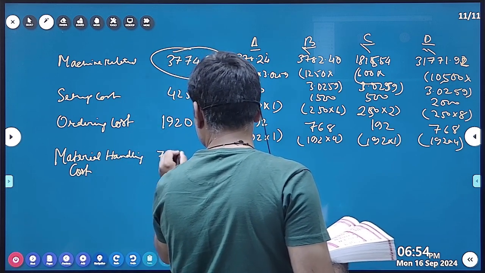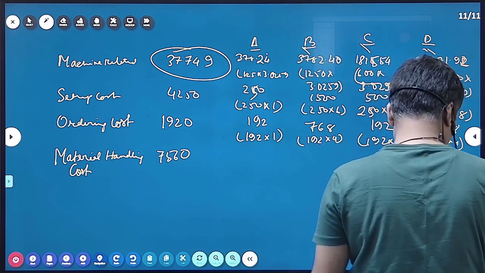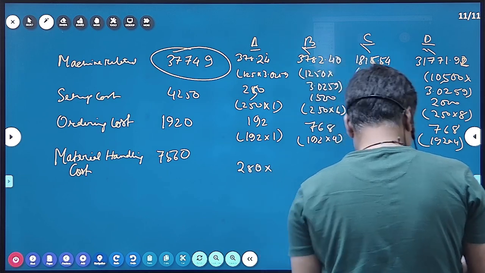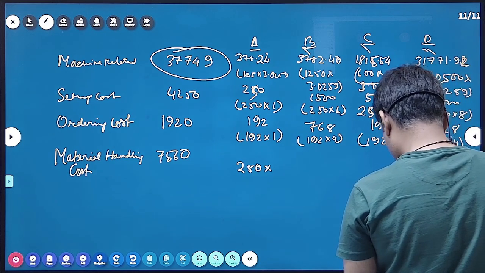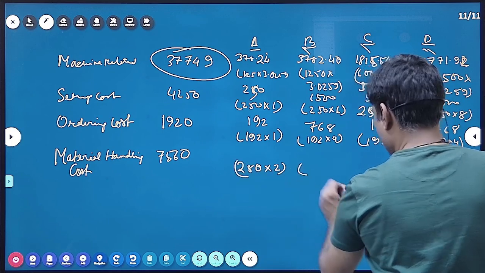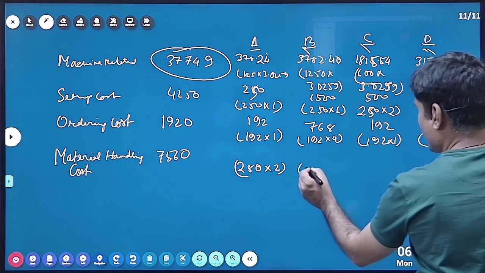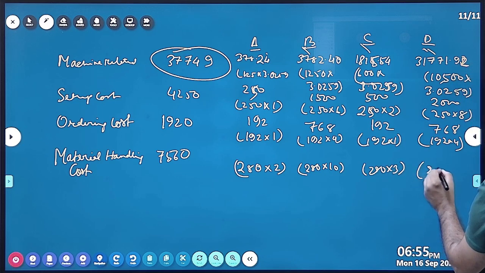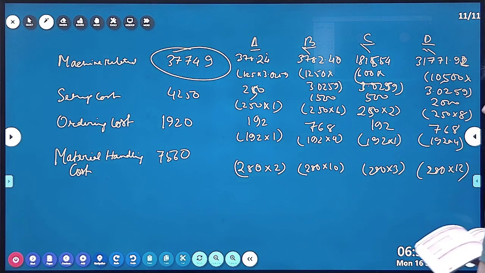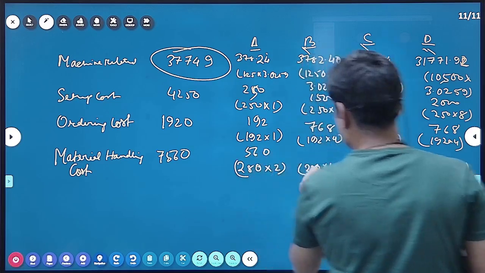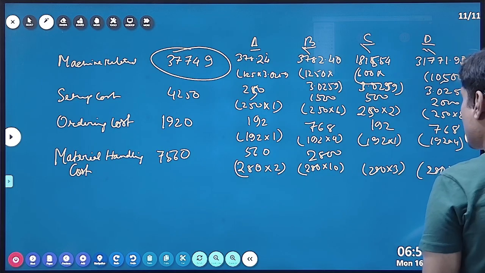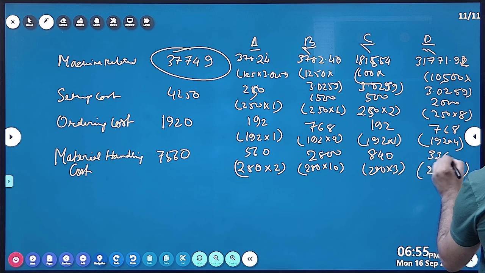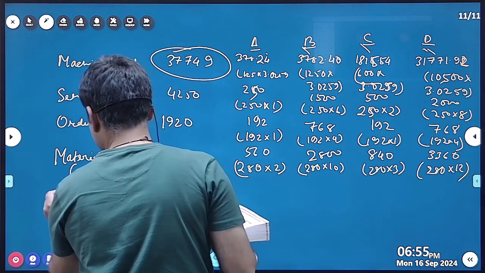$7,560. Rate was how much? 280. 280 into 2 into 280 into 10. 280 into 2 is 560, 280 into 3 is 840, 280 into 12 is 3360. Last is what? Spare parts administration cost.